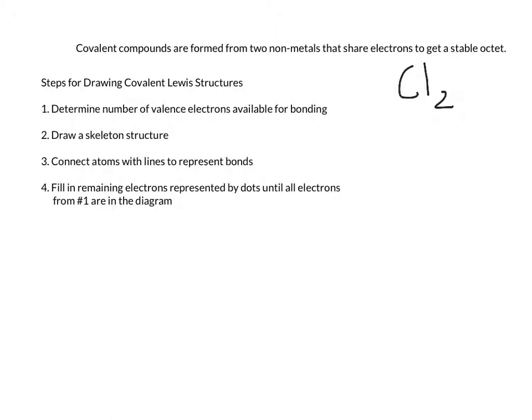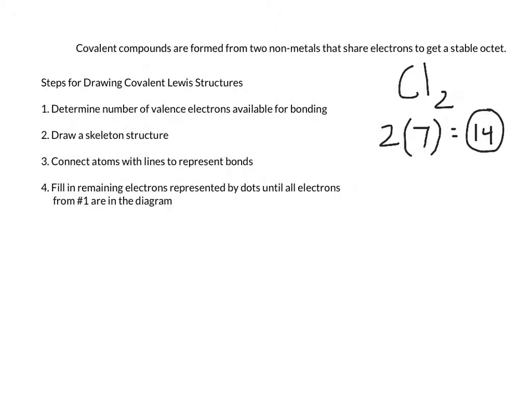So our first step is to determine the number of valence electrons available for bonding. We do that by looking at the different atoms. I have two chlorine atoms, and each of those has 7 valence electrons. I know that because it's in group 17. And so 7 valence electrons times 2 gives me a total of 14 valence electrons available for bonding. That means all 14 of these have got to be represented in my structure. So that's the first thing we're going to do.